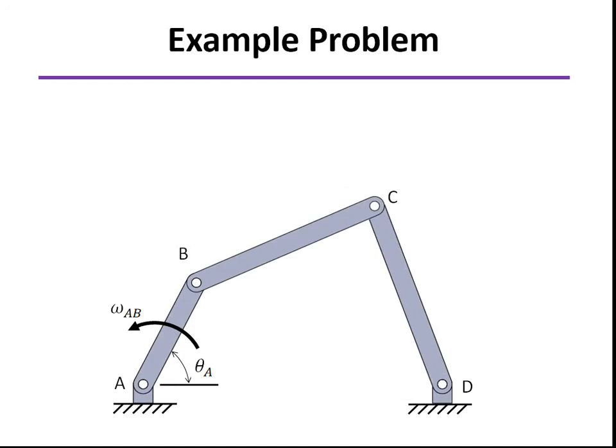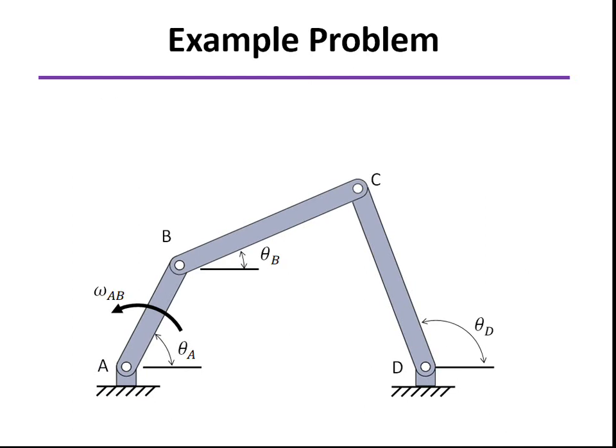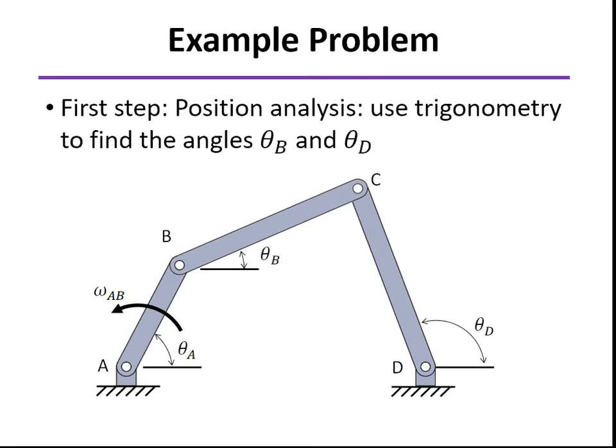Another example problem, let's look at a 4-bar linkage. In this case, we'll say that we're being driven at an angular velocity omega AB. And so for a given angle theta A, can we find the angular velocity of BC and of CD? The first step is that we always have to do the position analysis first, because you need to know what the angles are so that you can write those position vectors of B and D.